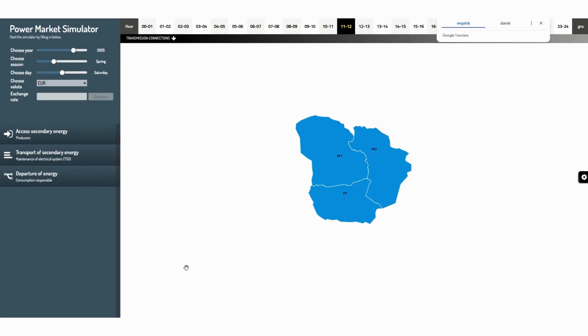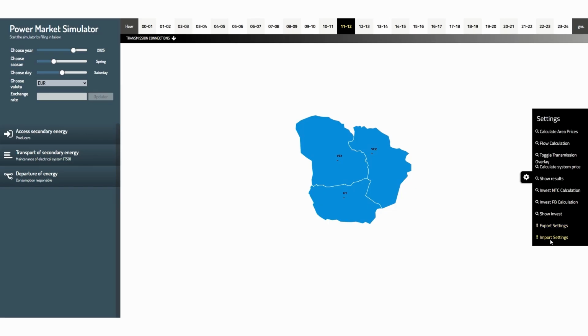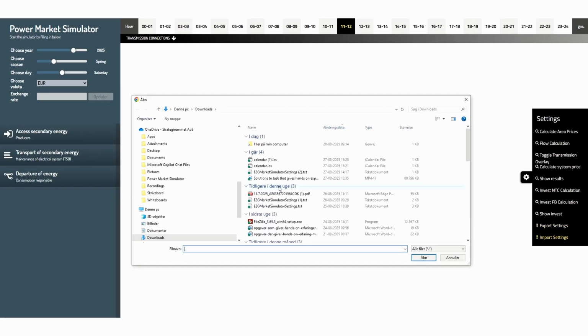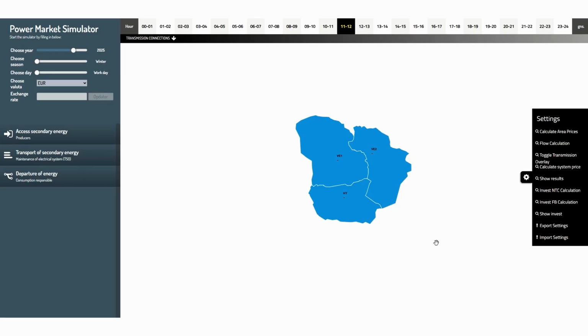Now I'm back in PMS education. And the first thing we should do here was to make a refresh. I do that here. And then we should import settings. Now I've imported settings, and as you can see here, we have winter, we have a work day, we have the time from 11 to 12.